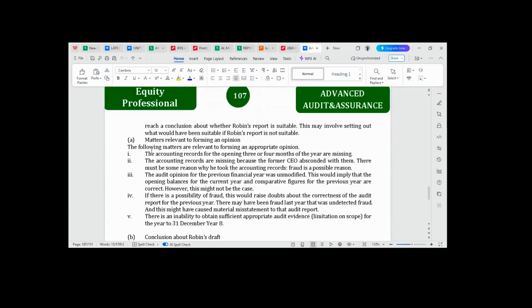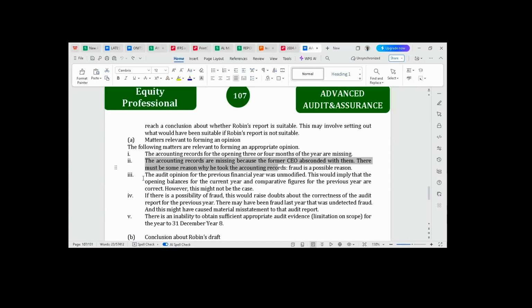Matters you need to consider. Number 1, the following matters are relevant to forming an opinion. Number 1, the accounting records for the opening 3 or 4 months of the year are missing. The man ran away in April. That means from January to April, you don't have that information. So you need to ascertain whether the accounting records from January to April for the year are missing. Number 2, the accounting records are missing because the former CEO absconded with them. There must be some reasons why he took the accounting records. Fraud is a possible reason because he has perpetrated what?